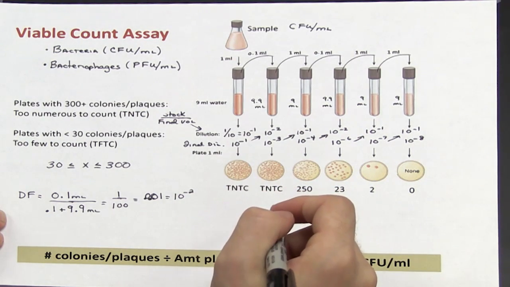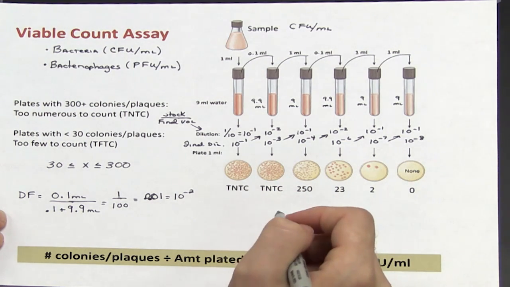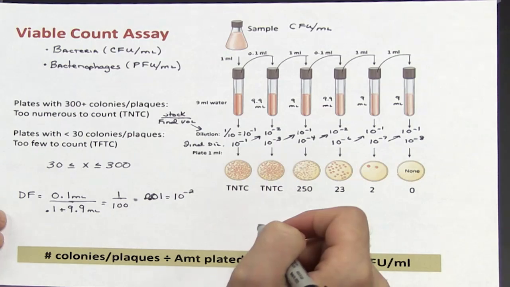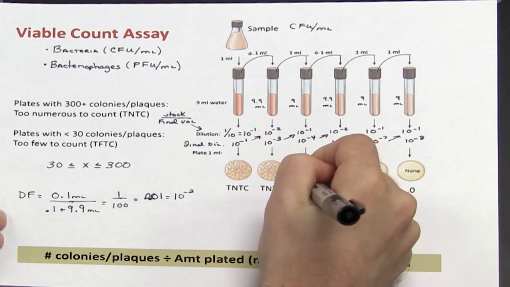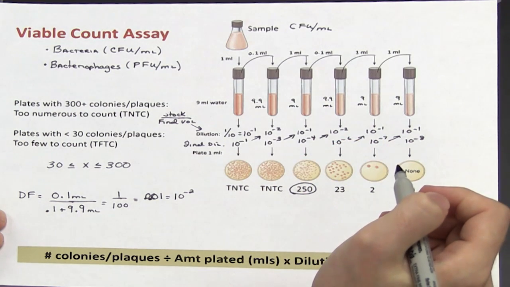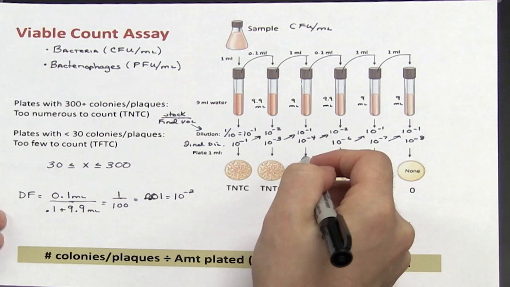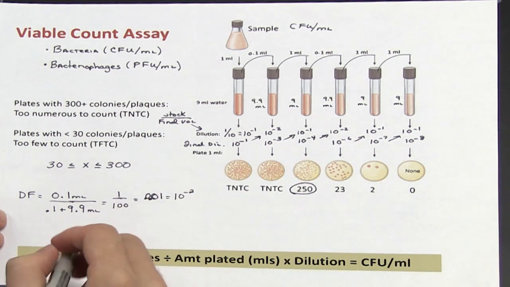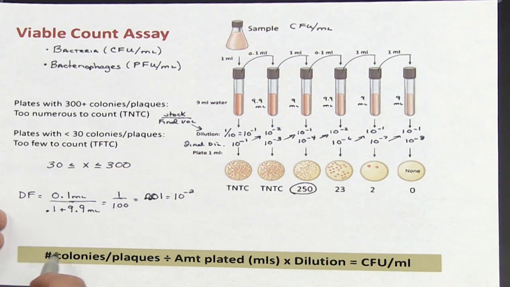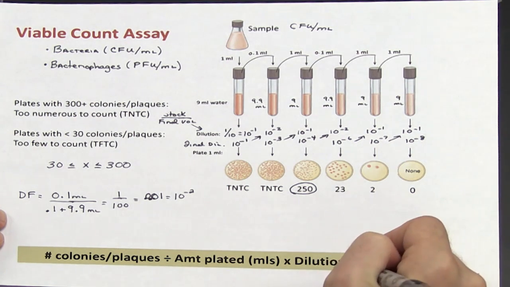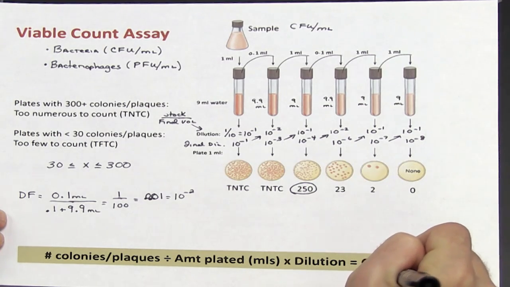Since I only want to count colony forming units or plaque forming units, depending upon if we're looking at bacteria or bacteriophages, I want to count anything that is between 30 and 300. As we can see here, this plate has 250 colonies, therefore it is this dilution that I will use. And to figure out the number of colony forming units or plaque forming units, I use this formula. Number of colonies or plaques divided by the amount plated in mils times the dilution will give you the colony forming units or the plaque forming units.